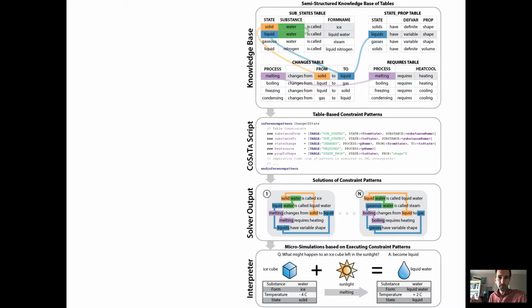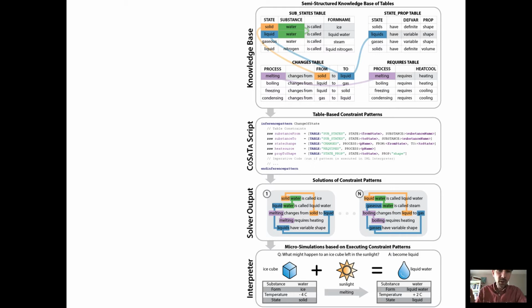And so you, as an inference engineer, can then quickly write rules in the CoSaTa scripting language that are essentially constraint satisfaction patterns over tables. These patterns define valid ways of connecting knowledge between tables based on shared content in their cells. We'll see some examples of these in a few minutes, and there's certainly a bunch of examples in the paper. But the cartoon one here describes changes of state of matter, so things like melting or boiling or freezing.